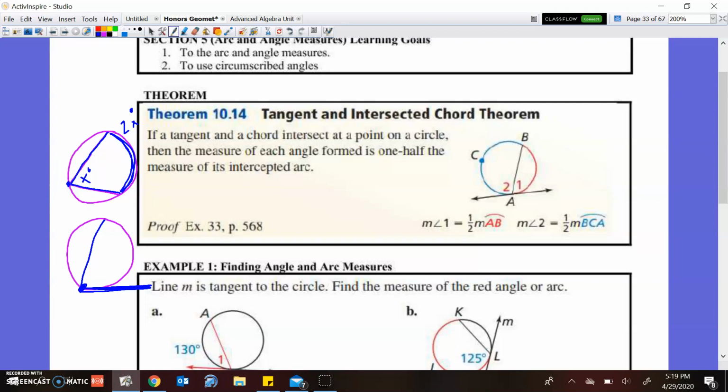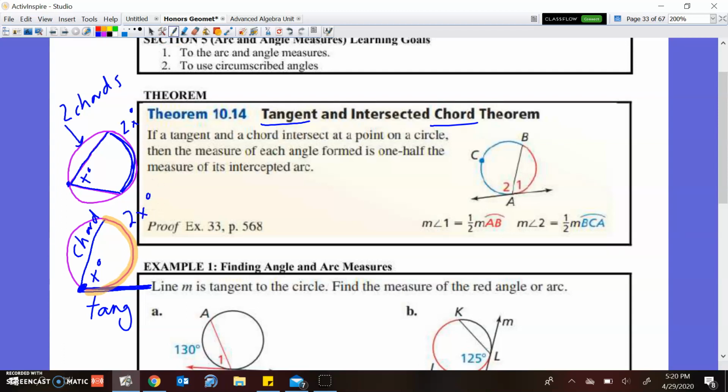It's just that now it's not formed by 2 chords. Now what we have is a tangent and a chord. So we have a chord here and a tangent here. But again, notice that point of intersection, the vertex of that angle, is still right on the circle. Okay, and the ratio is the same thing. This is x degrees, and then this intercepted arc, which is actually this entire distance here, the entire thing all the way down to that point of tangency, is 2x degrees.